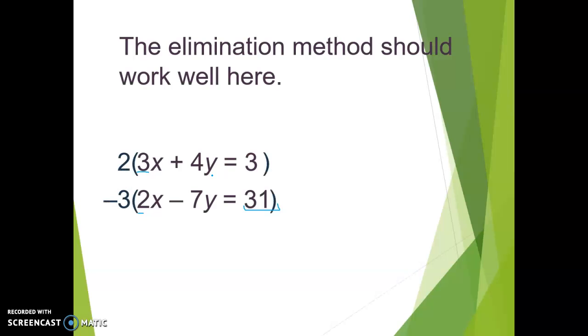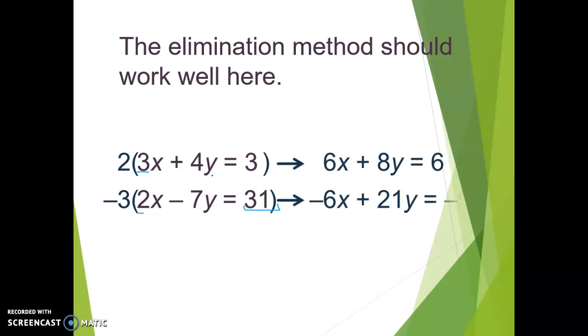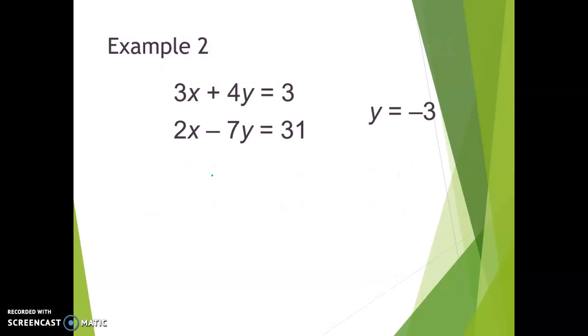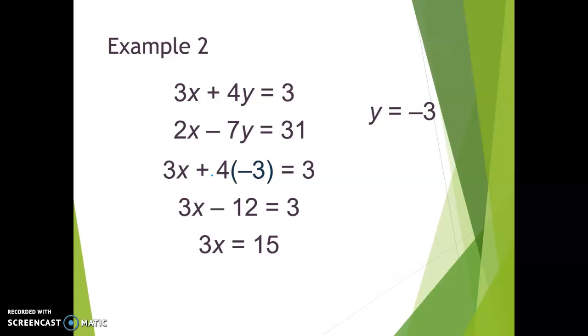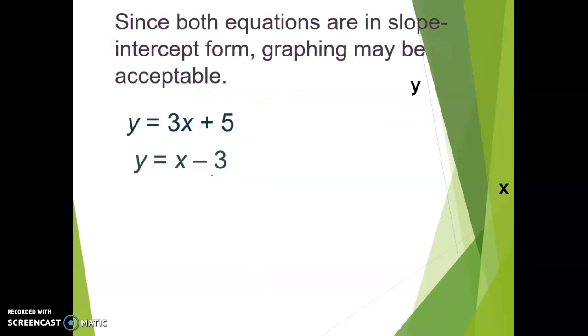Okay, by multiplying both equations here, we get 6x plus 8y equals 6, and -6x plus 21y equals -93. When we combine this, we get 29y equals -87. Solving for y, we get -3, and when we plug that back into one of our original equations, we get that x equals 15 divided by 3, which is 5. So our final solution was 5, -3.